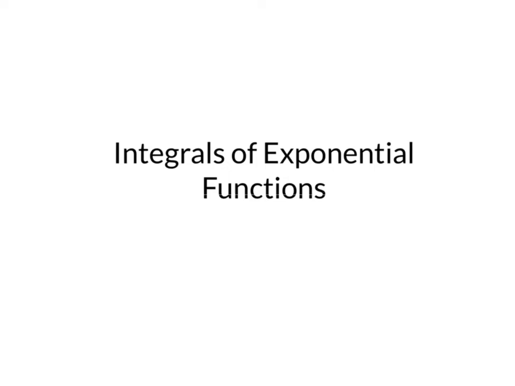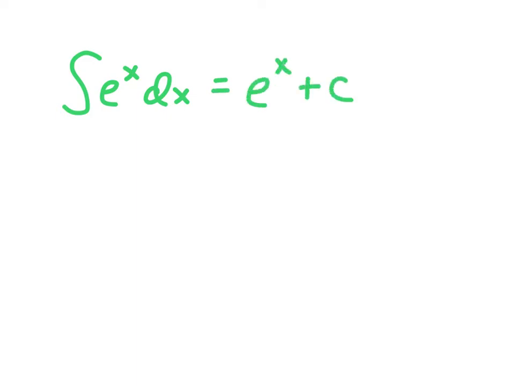We're going to look at the integrals of exponential functions. So we have two formulas. The first is the integral of e to the x dx. If you recall, the derivative of e to the x was just itself, e to the x, which means the integral of e to the x is just going to be itself plus a constant.